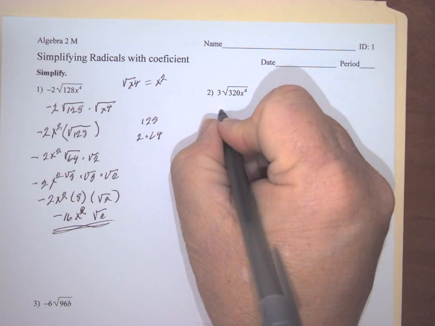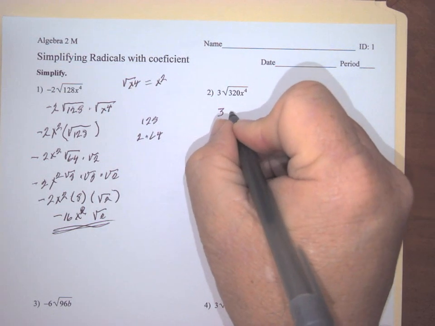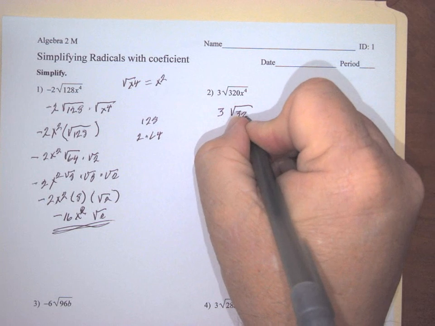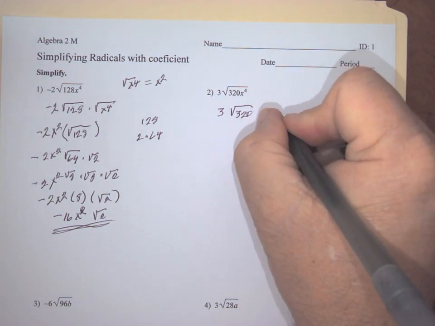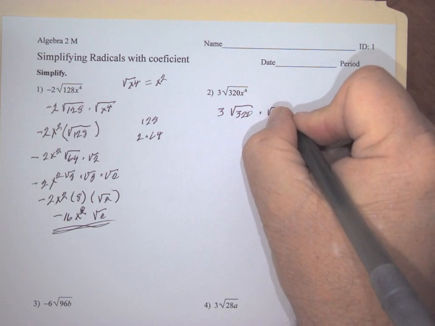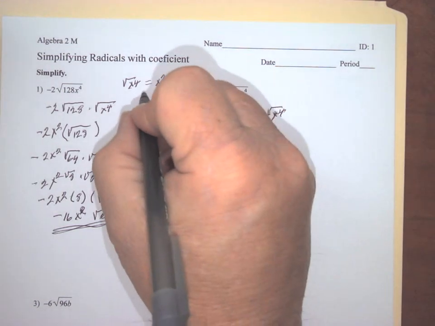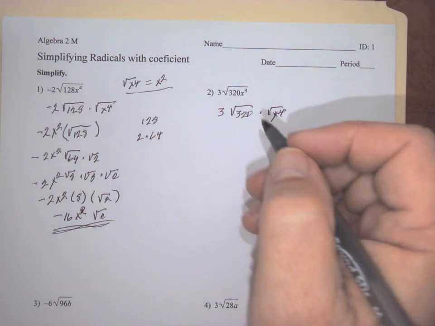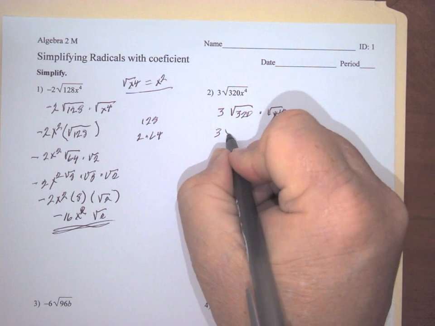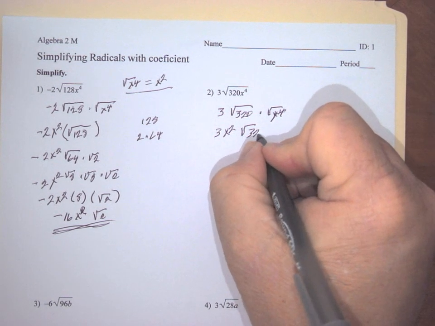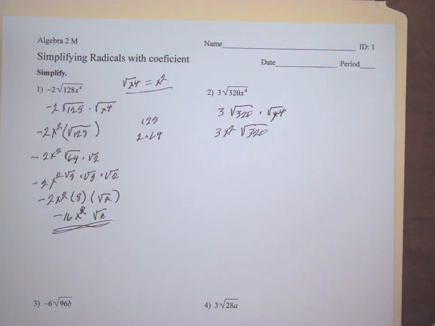Now we're equal to 3 times the square root of 320 times the square root of x to the fourth. Well, as we said before, x to the fourth is equal to x squared. So that leaves us with 3x squared times the square root of 320. Okay, so let's start looking for a factor here.